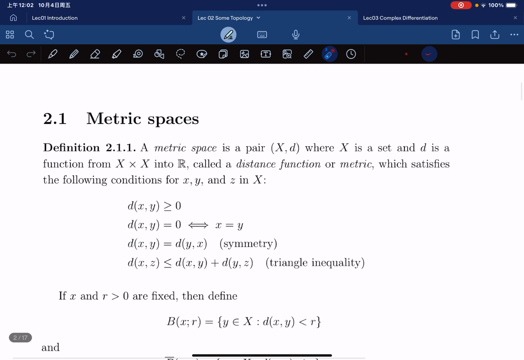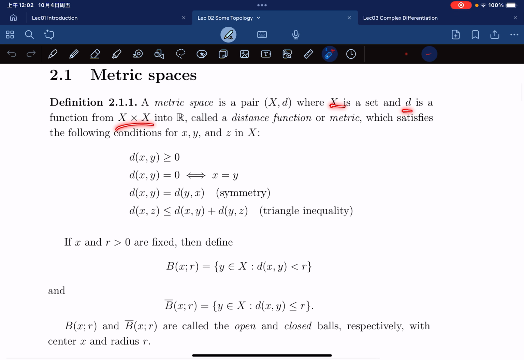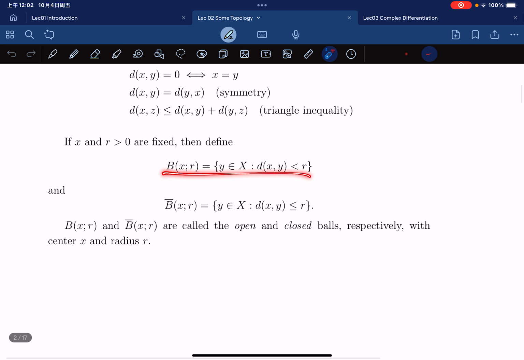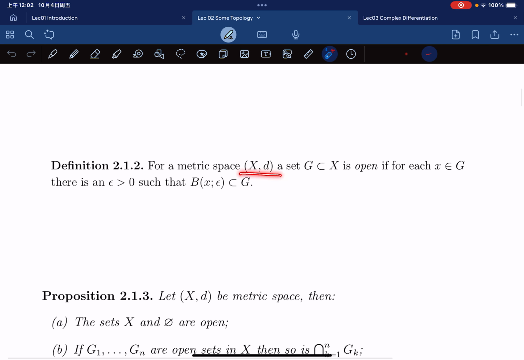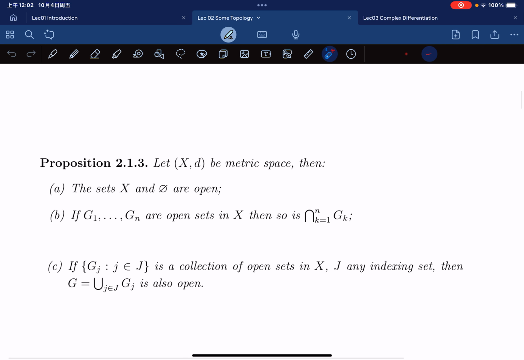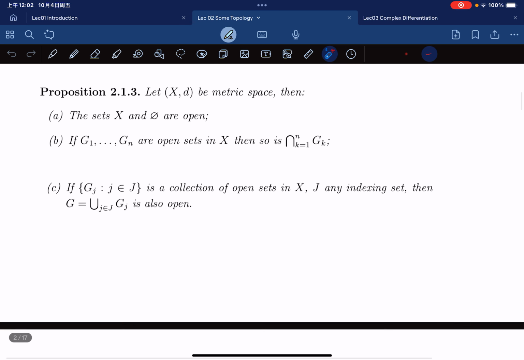Okay, so metric spaces. A metric space is a set with a metric function such that it satisfies these four properties. Okay, and we define an open ball and a closed ball, right? And in a metric space, a set is open if for each point there is a ball contained in the set G. And we have that the empty set and the entire space are open, a finite intersection of open sets is open, and an arbitrary union of open sets is also open.